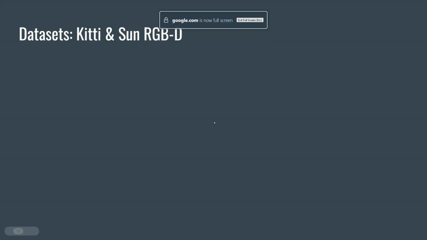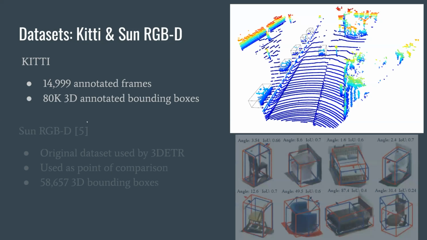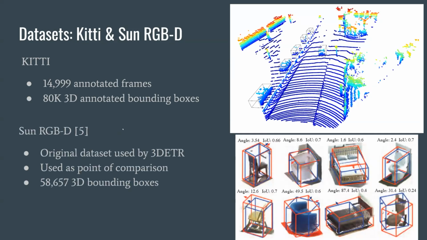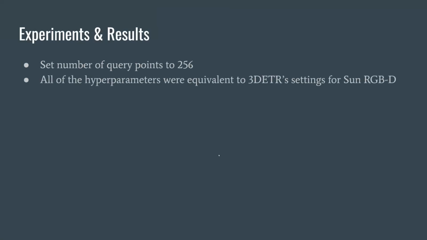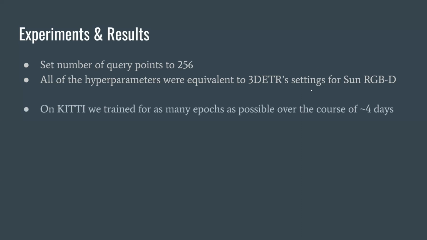Okay, so as a quick overview, the 2 datasets we used are KITTI and SUN RGB-D. KITTI has about 80,000 3D annotated bounding boxes, whereas SUN RGB-D has about 58,000. We use SUN RGB-D as a point of comparison because this is what the original 3DETR used. For our experiments and results, all of them had the query points set to 256, and all of the hyperparameters were set to the same thing that 3DETR used on SUN RGB-D to keep the models consistent.